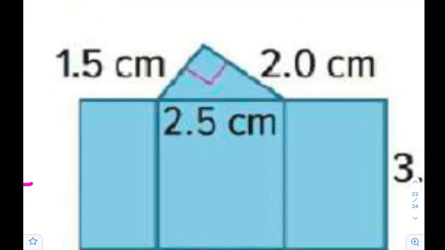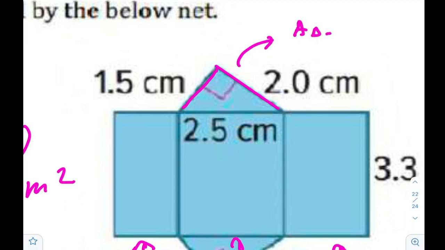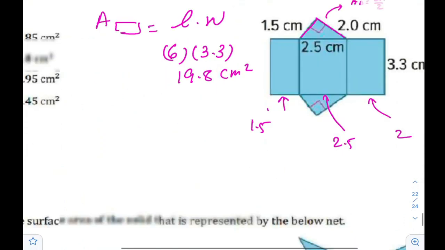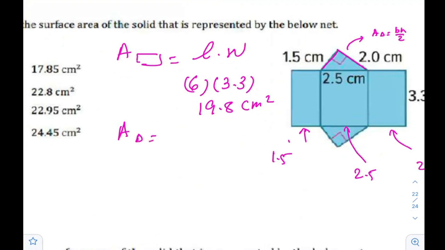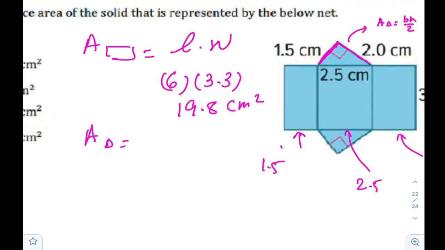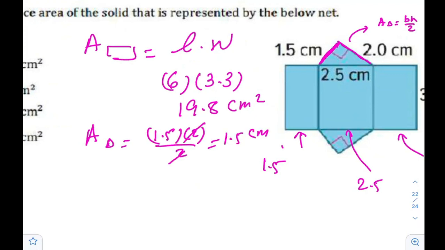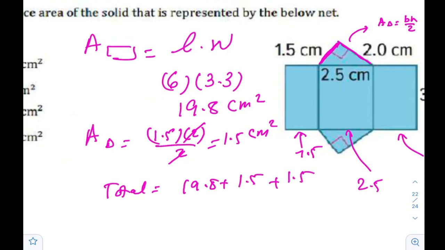Now we need to find the area of each triangle. The area of the triangle we just mentioned, area of triangle is base times height over 2. صح? So the area of the triangle is, this is base, this is the height, so 1.5 times 2 over 2, which is 1.5. This is one triangle. Remember that we have two triangles. So that means the total area will be 19.8 plus area 1 plus another triangle. So the answer is 22.8 centimeter square.